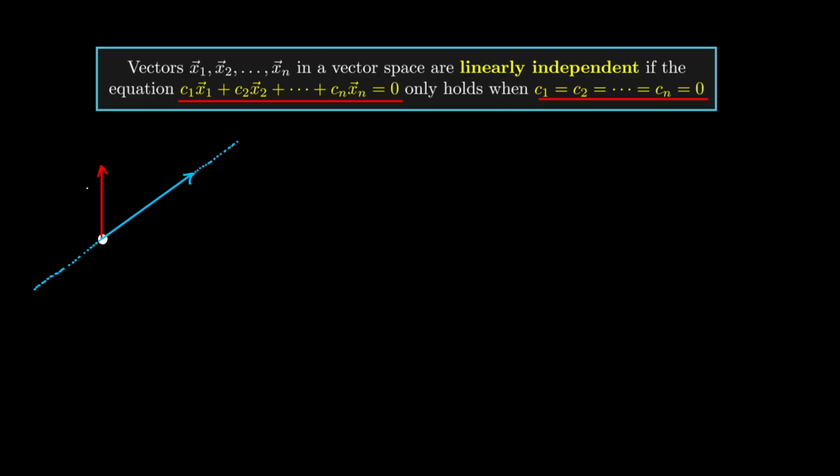So I have to label this here x and label this here y. Then this picture here is saying that x and y are linearly independent.